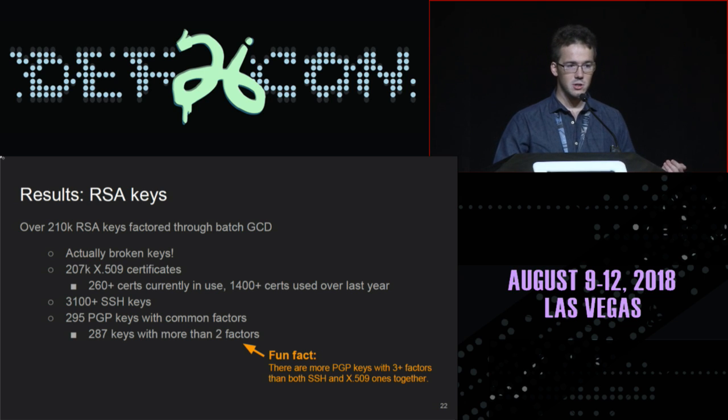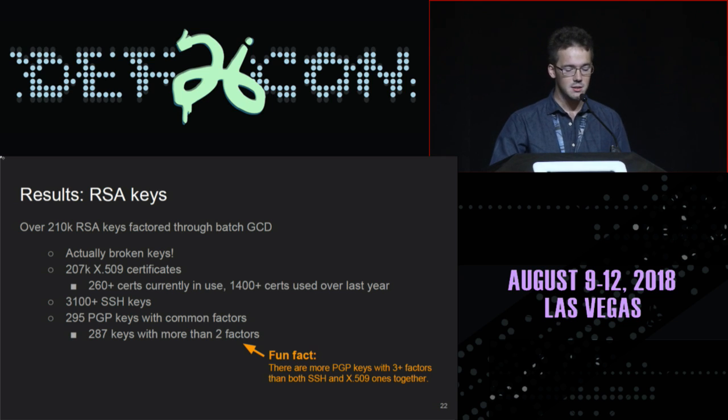But if you are using an SSH key on your GitHub page and we broke it, maybe you're using the same SSH key on your servers, you know? You shouldn't do that. PGP keys, that's bad because it means we can decrypt what you wrote. We can sign messages instead of you and so on.